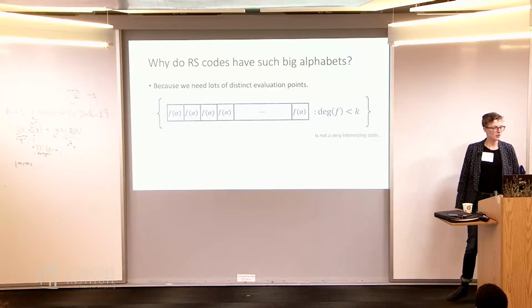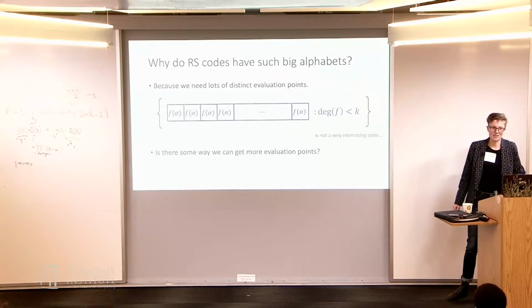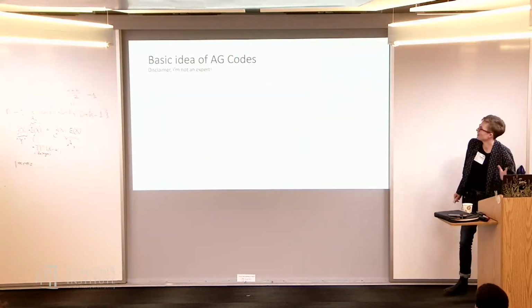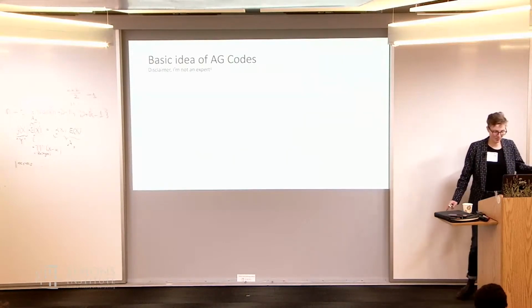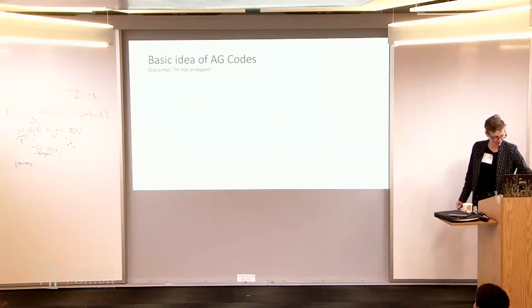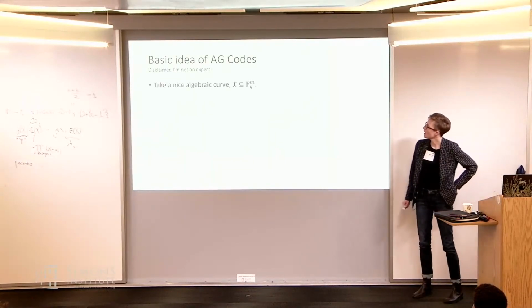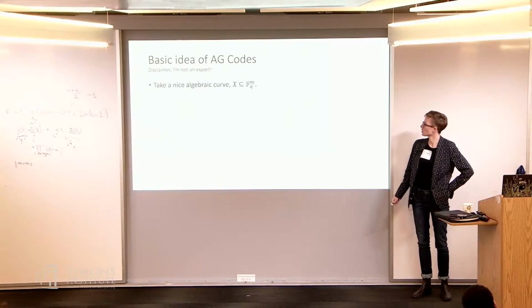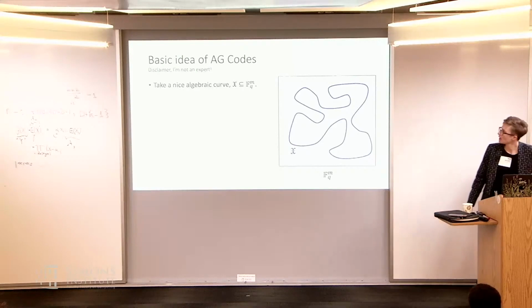And so we asked ourselves, is there some way we can get more evaluation points without making the field size larger? And this is a very basic idea of AG codes. Huge disclaimer, I am so far from an expert in algebraic geometry codes. There are people who have much more expertise in this room. But here's my real quick picture. So take some nice algebraic curve, call it curly X. This is my picture of a nice algebraic curve as rendered in PowerPoint.